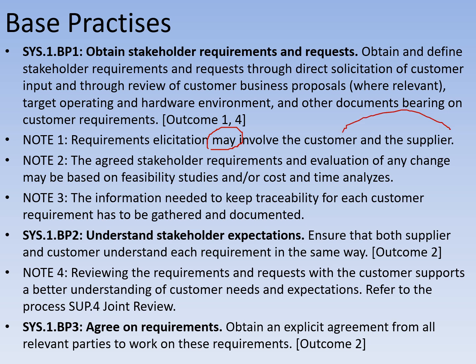The agreed stakeholder requirements and evaluation of any change may be based on feasibility studies or cost and time analysis. The information needed to keep traceability for each customer requirement has to be gathered and documented. So what is meant by traceability? Traceability is the procedure through which you clearly understand where things went wrong. You clearly understand not just where it went wrong, but where things went right also.